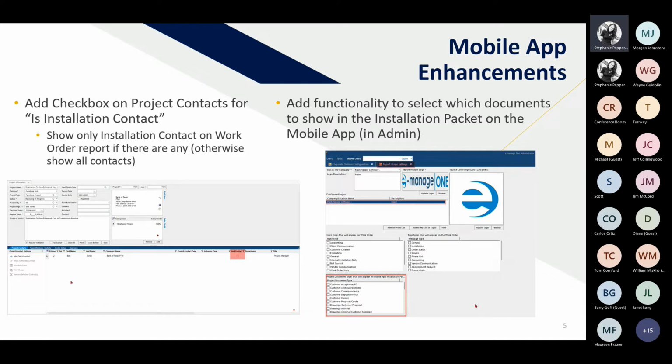They'll still be able to go into a project, go into the documents and see all of the documents. But on the installation packet specifically, again, we're trying to make sure that we only show what we need to show to the field crew. What documents do they need to have access to? So if you only check drawings, when they open up their install packet, it's only going to show drawings.